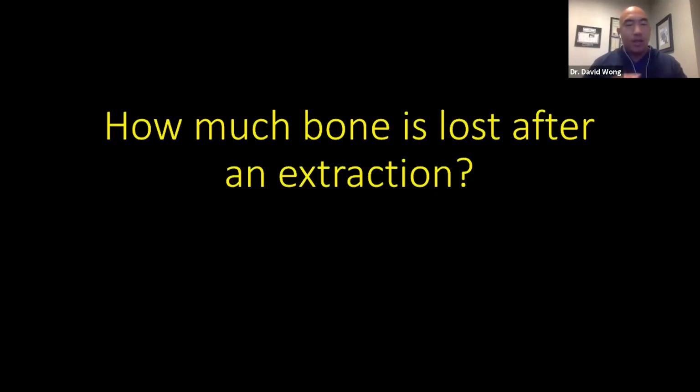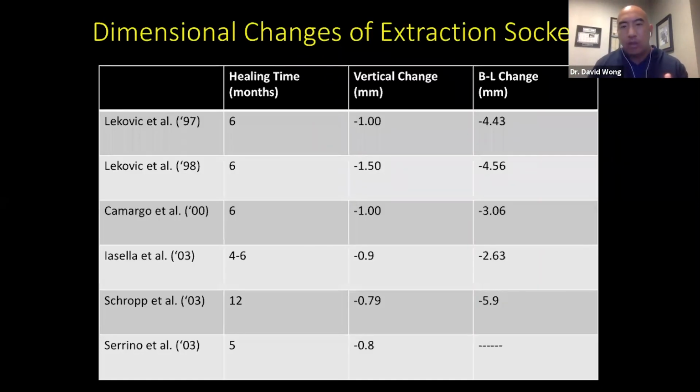So how much bone is lost after an extraction? If you take out a tooth and just let it heal, what happens? We know when you do that you're going to lose a ton of buccal lingual bone. In this chart, I've done just a few classic papers here. You're going to lose between 2.5 and almost 6 millimeters of buccal lingual bone width. That's not good, right? And these numbers are higher because in situations like this, flaps were reflected to take out the teeth. When you reflect a flap to take out a tooth, you're going to lose more bone.